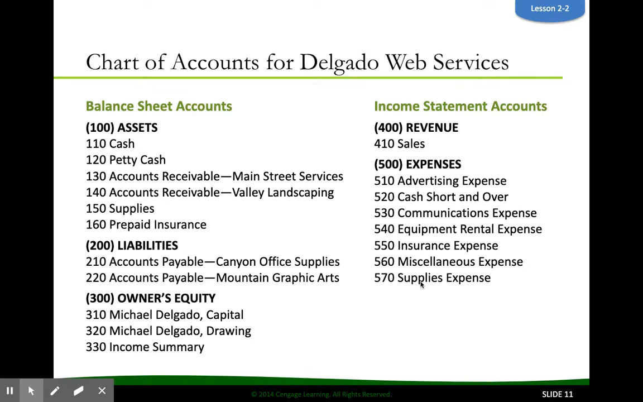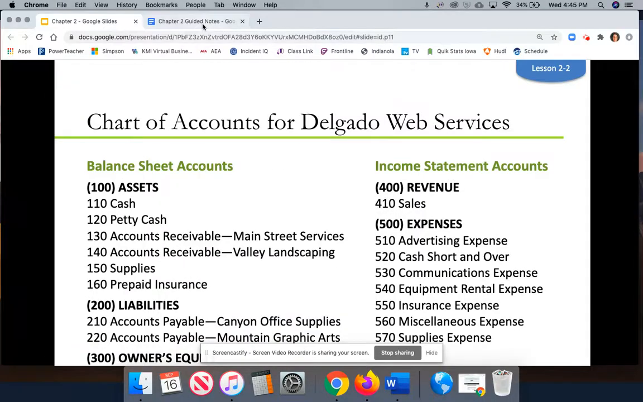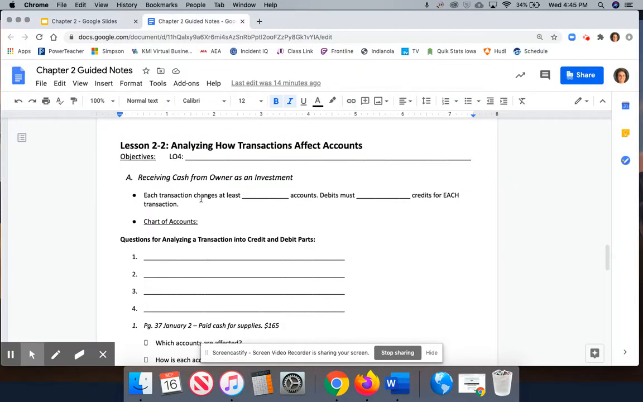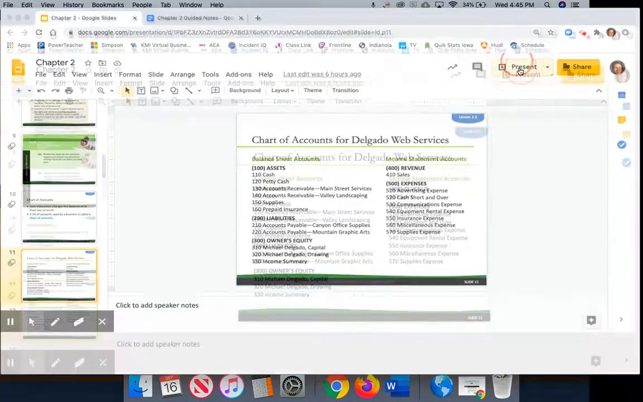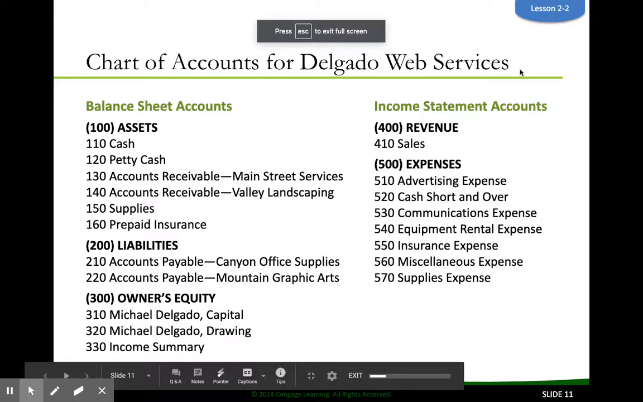So anytime you do a transaction, you have to find 2 accounts from this chart of accounts, which is the first blank on our note guide. Each transaction changes at least 2 accounts, and debits must equal credits for each transaction. So that's really important. We talked about the accounting equation being in balance, or assets equaling liabilities and owner's equity. Now we say debits must equal credits. So every time we have a transaction, you're going to select 2 of these accounts.